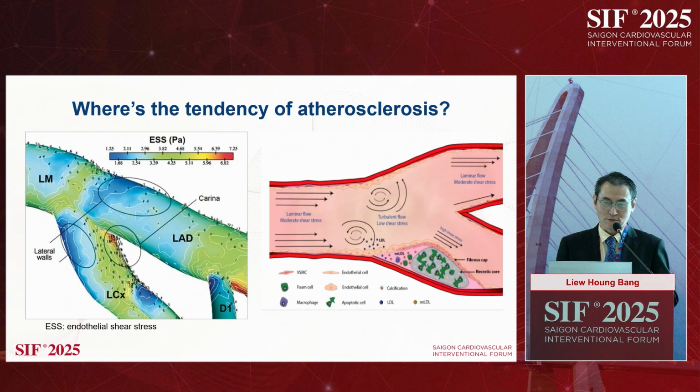In terms of left main, the tendency for where the plaque forms relates a lot to the endothelial shear stress. You can see in this diagram that there is low shear stress imposed onto the bifurcation, and the flow actually causes injury to the local endothelium, and atheroma tends to form opposite the divider or the carina.